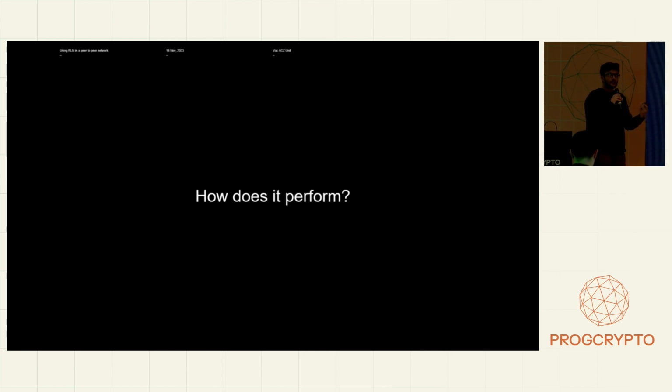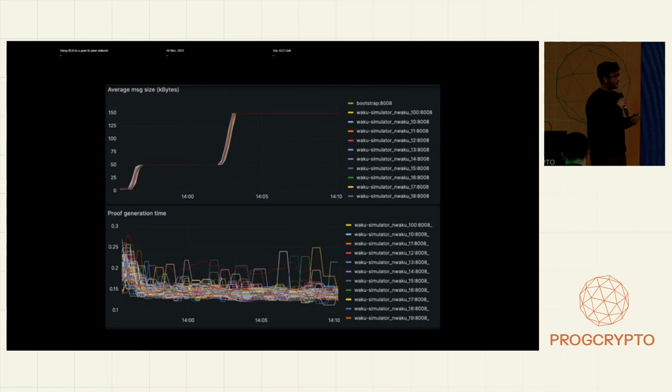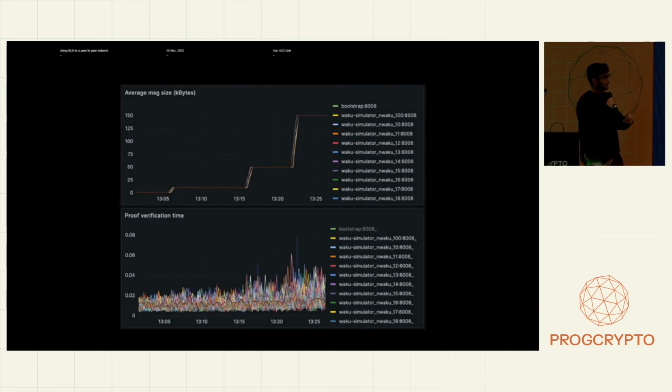Now you can ask me, talk is cheap. How does it perform? Well, the simulations show it for themselves. We have a proof generation time of 150 milliseconds, and additionally, a proof verification time of around 15 milliseconds.